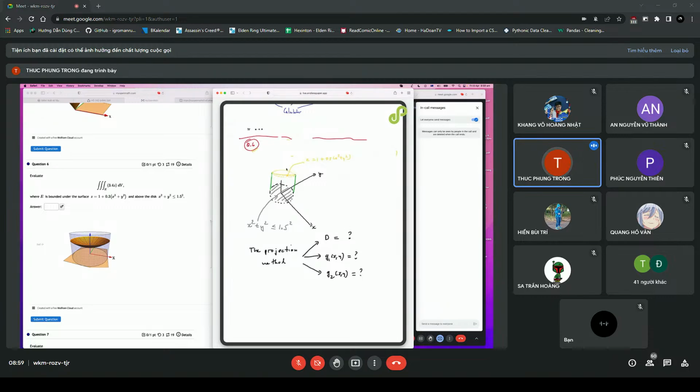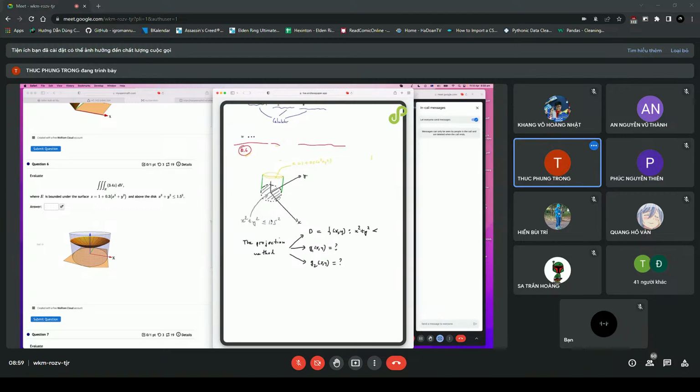When you project the whole solid onto XOY, you get exactly the disk, right? You get exactly the disk. So the answer to the question is exactly the disk we have right here. This is the projection of the whole solid onto XOY. Now let's see what we have for the function z1 of x, y.